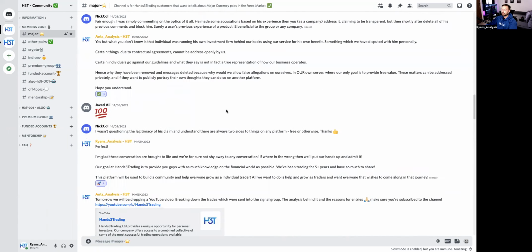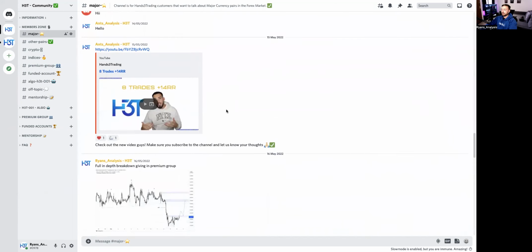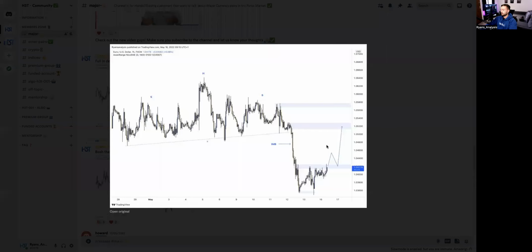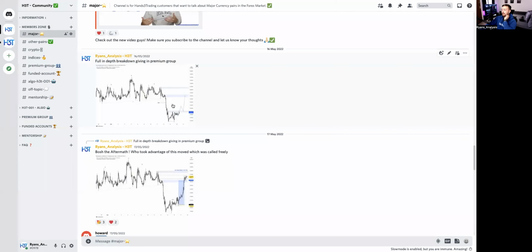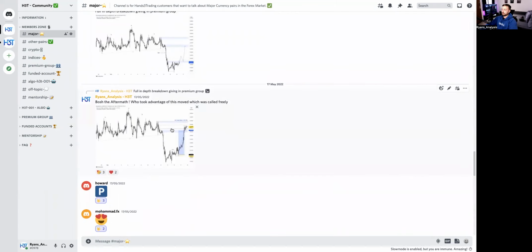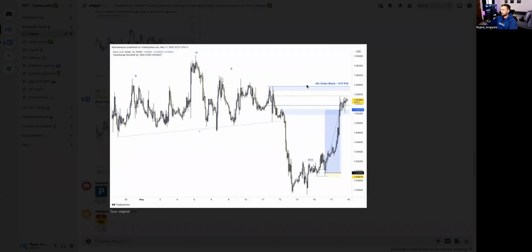As you can see, this is the Discord chat. Everyone's talking in it. And this is where I sent in the full breakdown of Euro USD. As you can see, the chart analysis here, very, very simple to see. We see our clear targets, clear areas of support and resistance, areas of imbalance that we can target, obviously for some buy side liquidity there. So that was sent in, full breakdown given, and then the aftermath, who took advantage of this move, which was called for free. And as you can see here, it was all called for free. And I'm now going to explain how you could have taken this entry on TradingView.